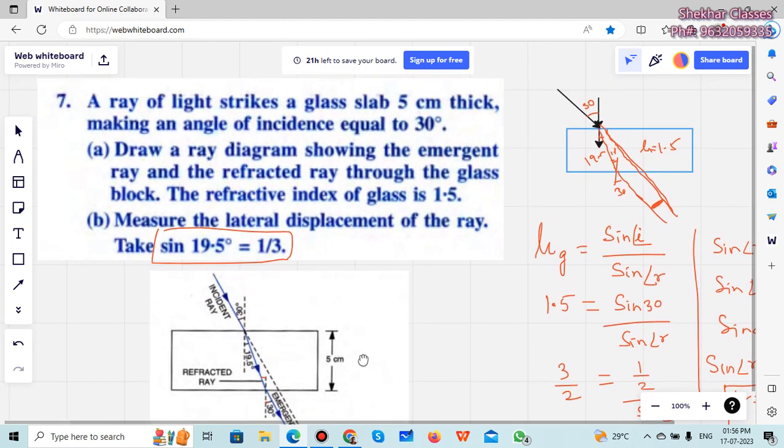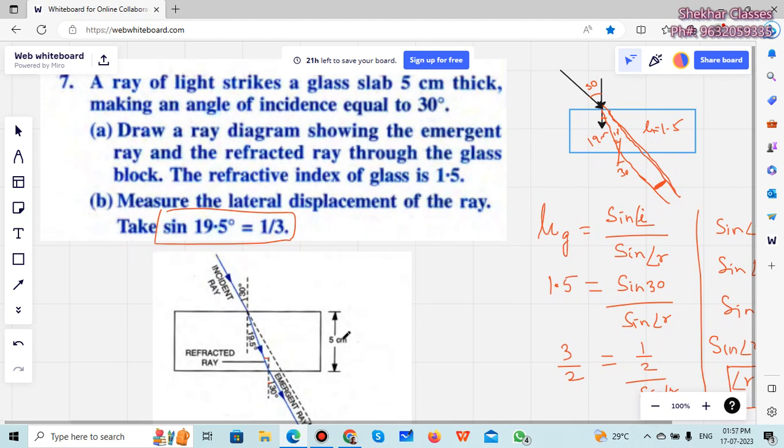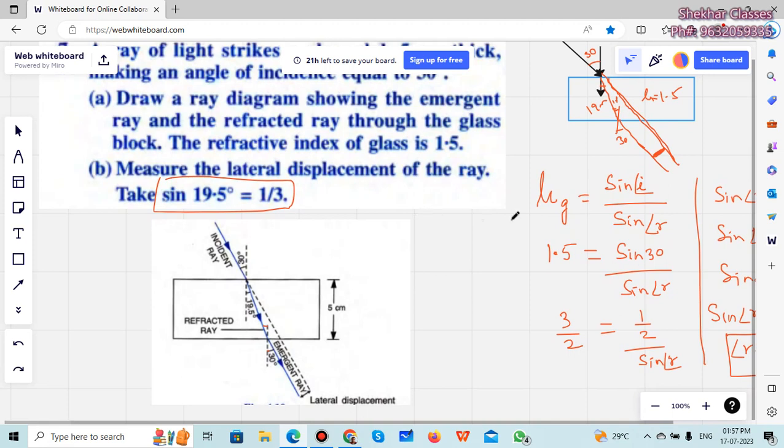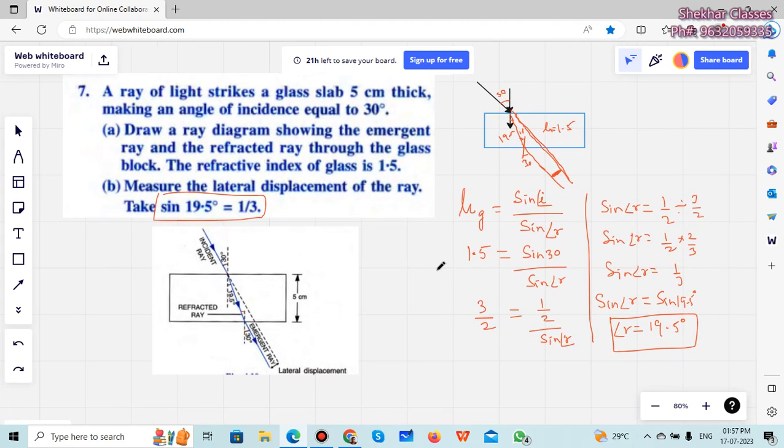Whatever the distance comes in, that is the lateral distance. You have to measure that part here. Is that okay? Fine, and once you measure that, that will be the answer they are asking for, because they are asking the lateral displacement of the ray also. So fine, this is how you have to do it. But before that, you have to calculate the angle R here.